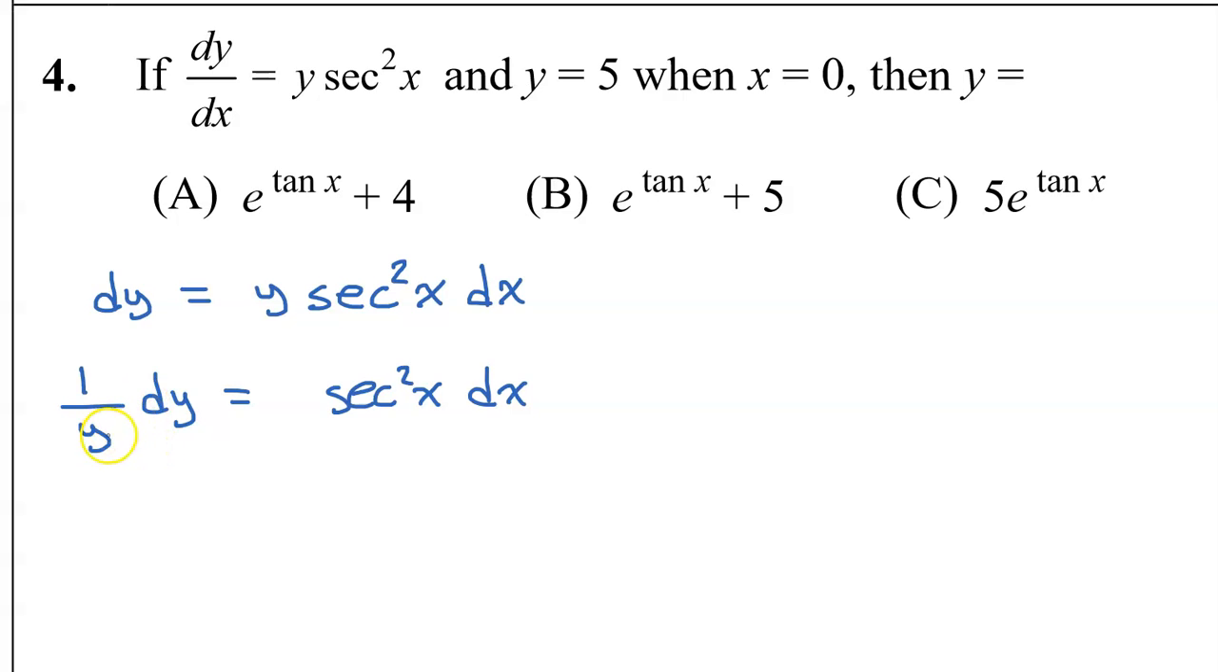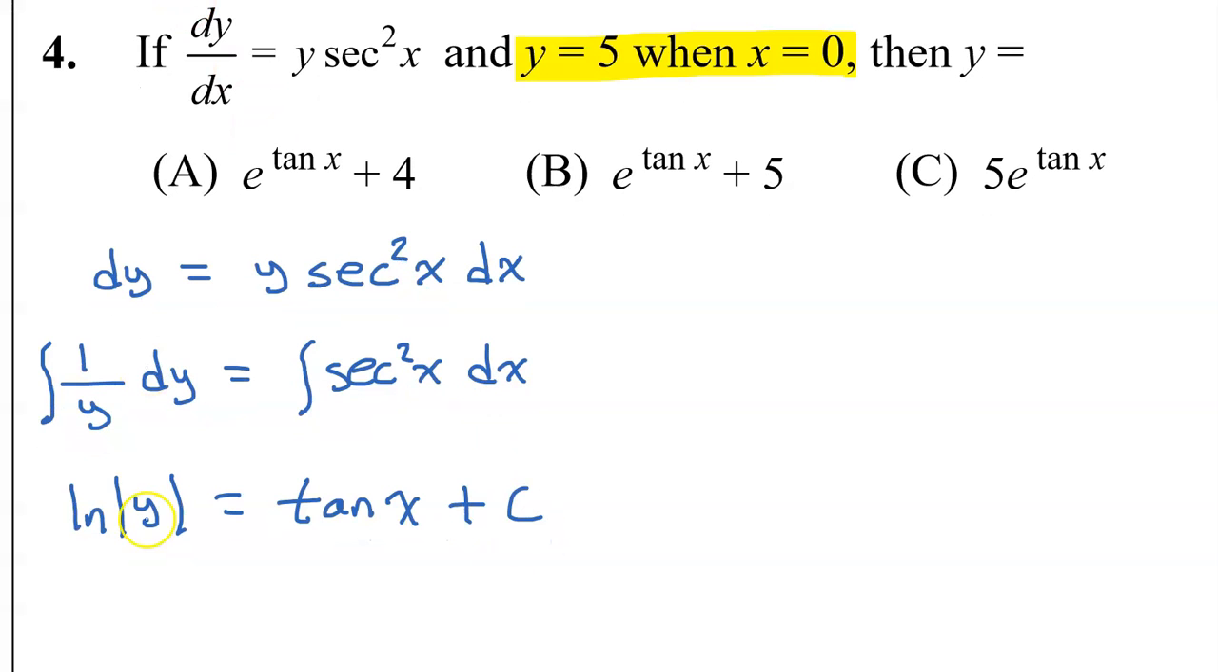Now that we have the y's on the left and the x's on the right, we can take the integral of both sides of the equation. The antiderivative of 1 over y is natural log of the absolute value of y plus c, but I will save the plus c for the other side. The antiderivative of secant squared is tangent, because the derivative of tangent is secant squared. And don't forget the plus c.